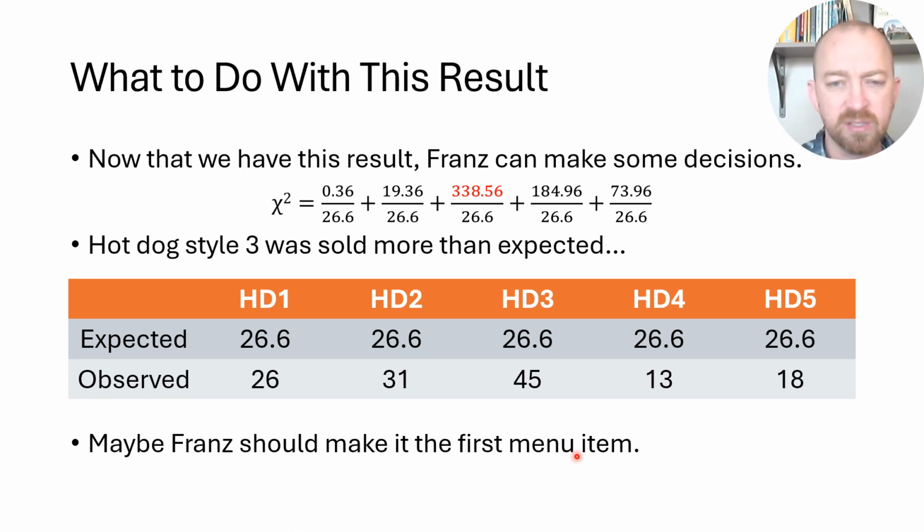You could also look at these underperforming ones, because as you could see, the next biggest discrepancy was hot dog 4, 184, and it was a negative value because he sold fewer than he expected to. All right, so you might say to Franz, I don't know, maybe you should consider excluding hot dog number 4 from your menu entirely, and maybe adding a variation of hot dog number 3 or something like that. The point is that Franz can now use this information to make some intelligent decisions about his business and sell more hot dogs. Okay, that's it for this 5-cell chi-squared analysis.